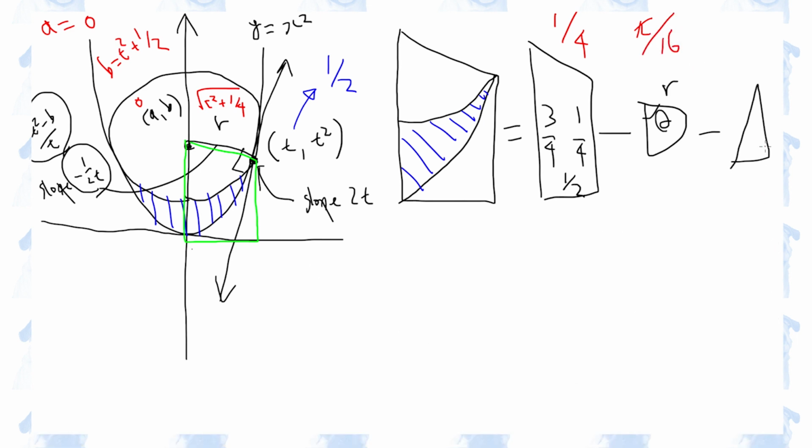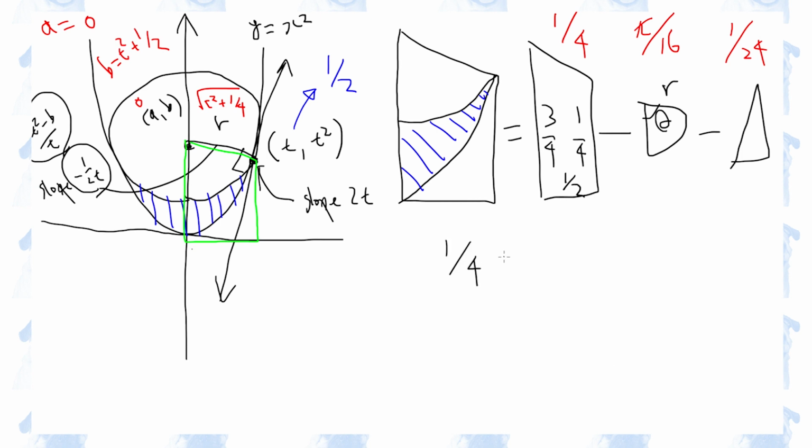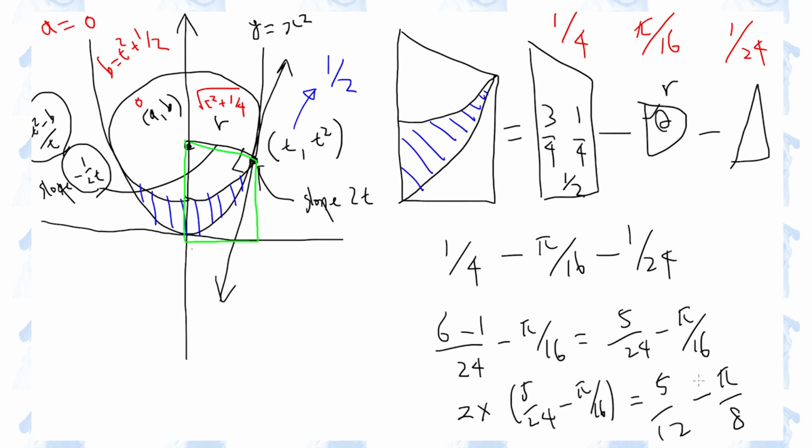And finally, let's calculate the area under the curve. So the area under the curve is 1 over 24. 1/4 minus pi over 16 minus 1 over 24. So we need to multiply the answer by 2. So the answer is 5 over 12 minus pi over 8.